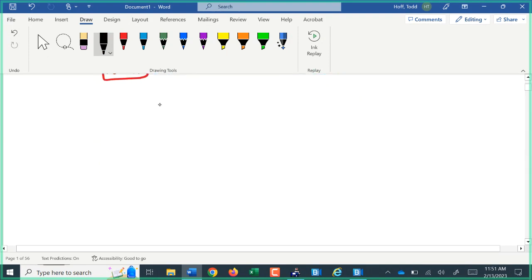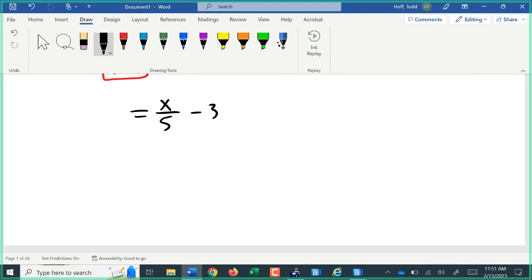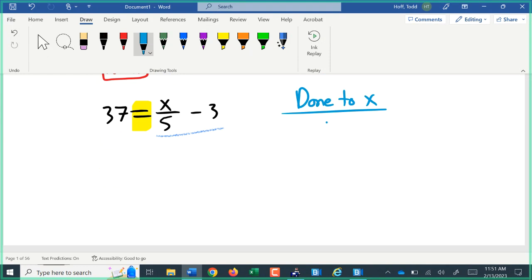We might have x over 5 minus 3 is equal to, well, let's do 37 is equal to x over 5 minus 3. So again, here's our equal sign. The variable's on the right side. Our variable is x, so we've got to figure out what's been done to x. Well, here x has been divided by 5, and then 3 has been subtracted from it.